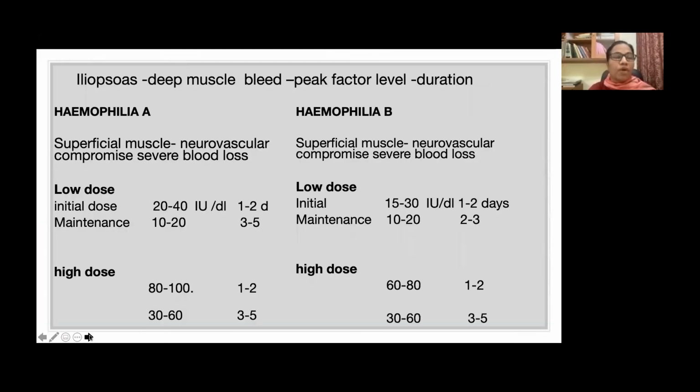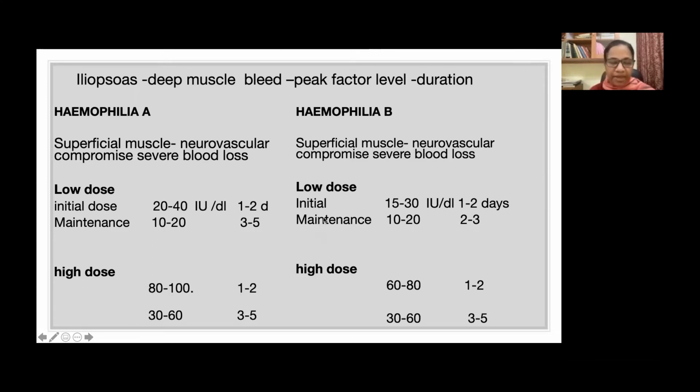Now we'll come to how you will manage an iliopsoas or a deep muscle bleed. The peak factor level and duration are the same as per WFH guidelines. Similarly, the two practice patterns are low dose and high dose. That is, for a superficial muscle bleed with neurovascular compromise and severe blood loss, you have to follow 20 to 40 international units per deciliter for 1 to 2 days, followed by 10 to 20 for 3 to 5 days.